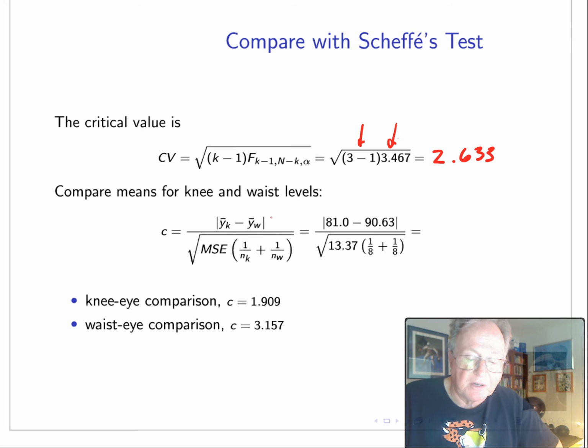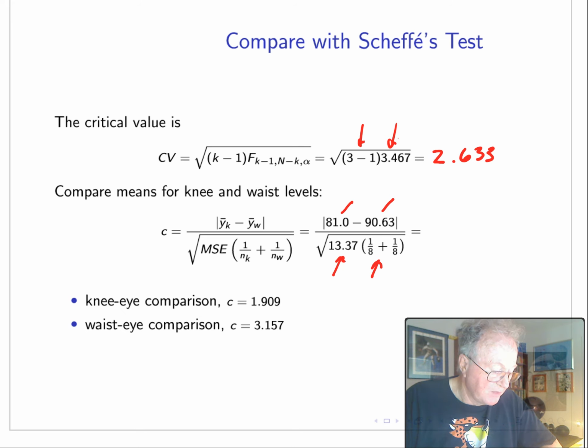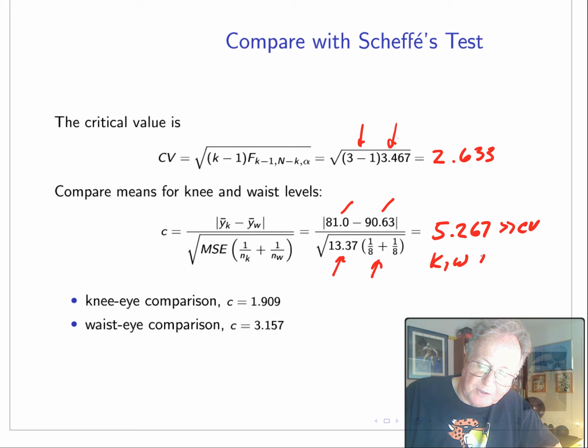Let's compare just 2 of these, the knee and waist levels. So we'll take the absolute value of the difference of their 2 means. We'll divide through by the square root of the MSE times the sum of the reciprocals of the sample sizes. And when we turn the crank, we get 5.267. Okay, so that's quite a bit bigger than the critical value. And so knee and waist differ.